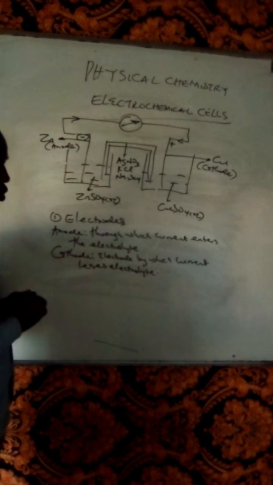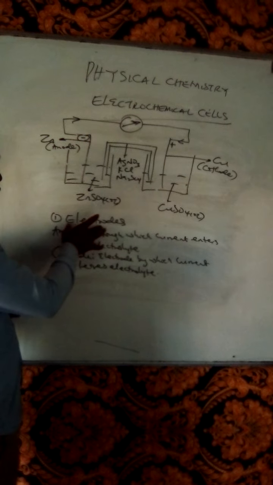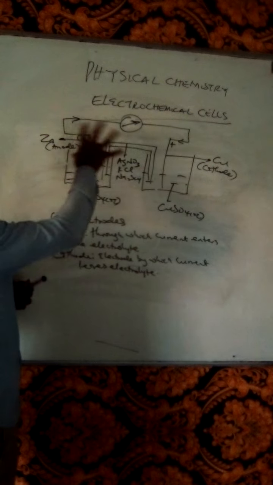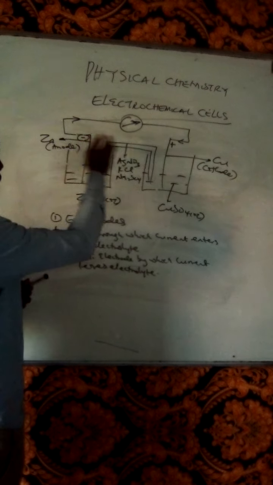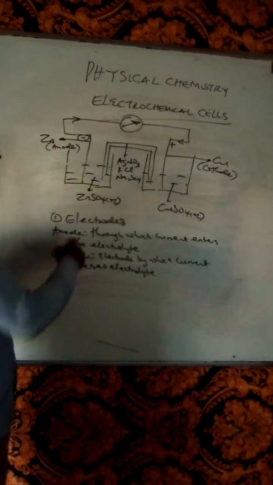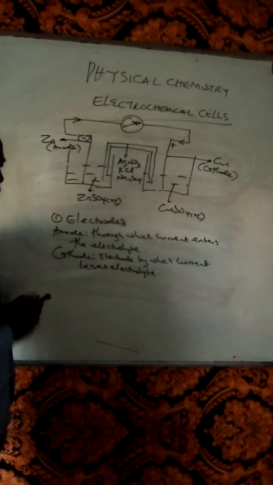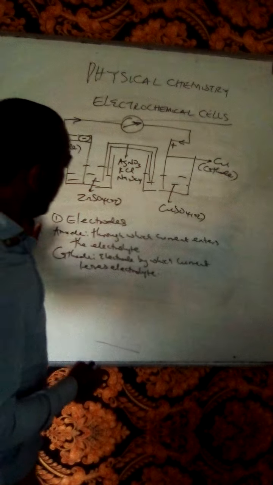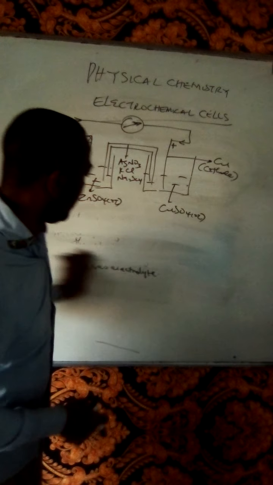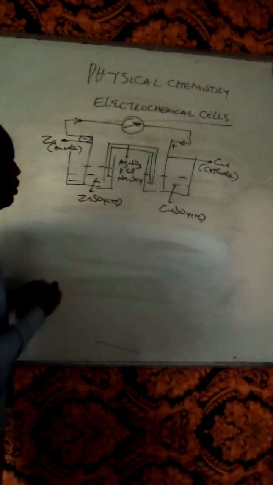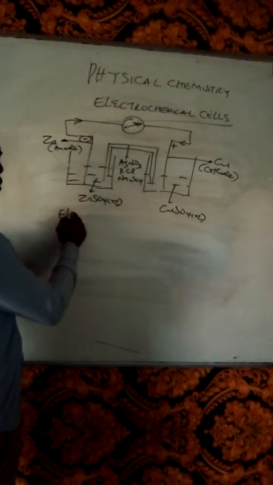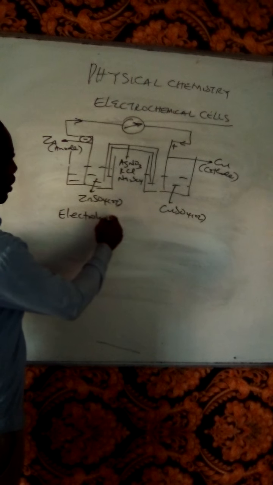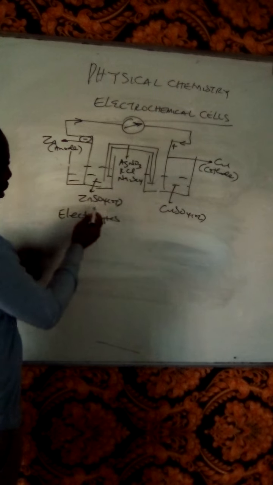Having discussed the electrodes, the first component of an electrochemical cell, the anode and cathode, which allow current to enter and leave the electrolyte, the next component we are seeing on the diagram on the screen is the electrolytes. The electrolytes here are these solutions.